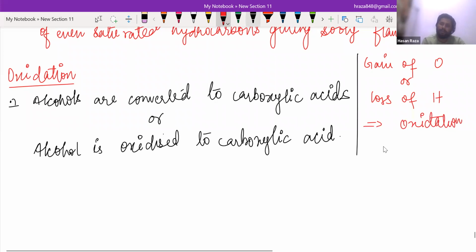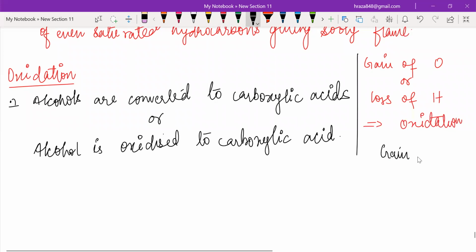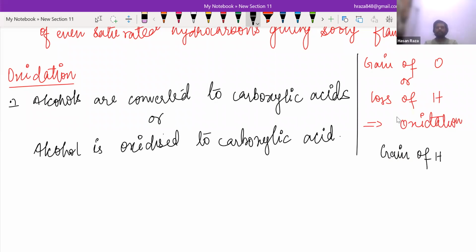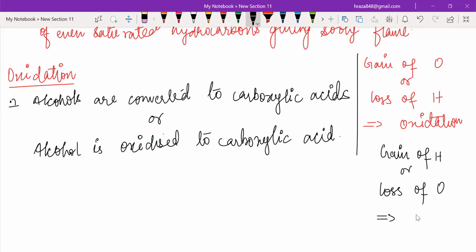And what is reduction? Gain of hydrogen or loss of oxygen, that is called reduction, right? We say this substance is oxidized, and we can also say oxidation of this substance occurs. That depends on the sentence.